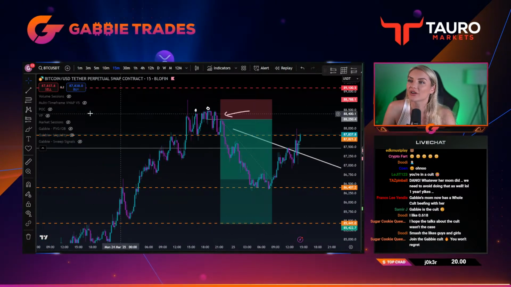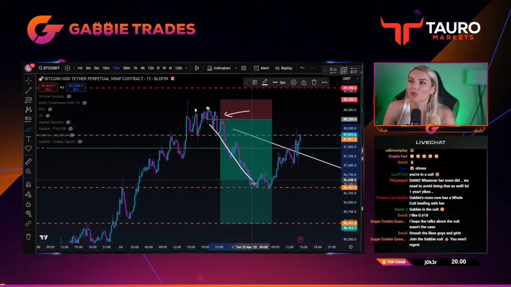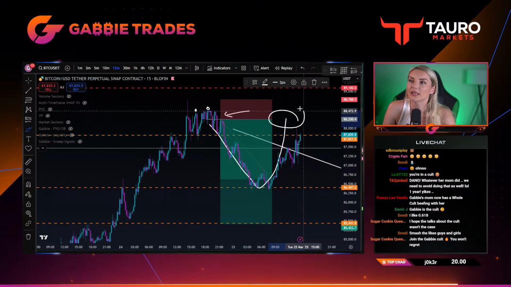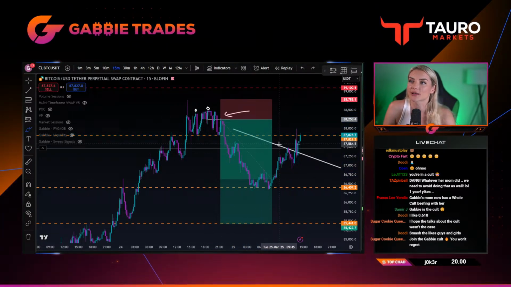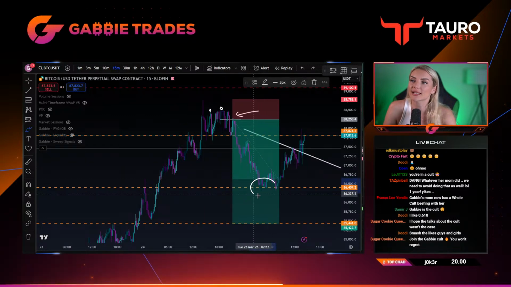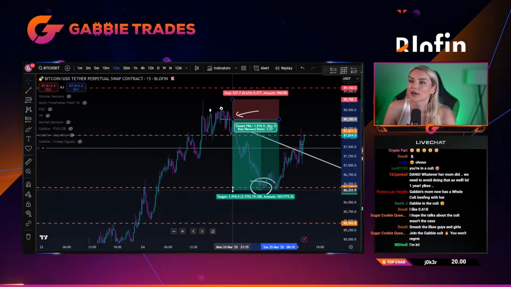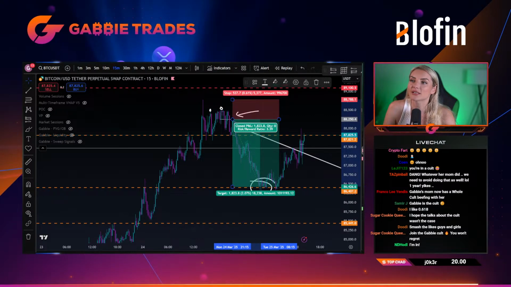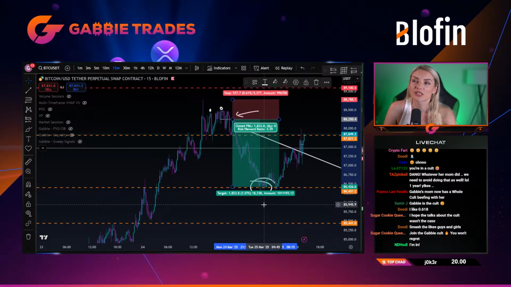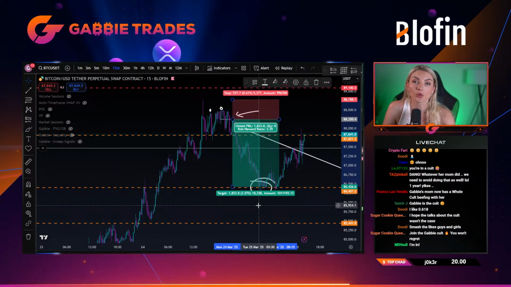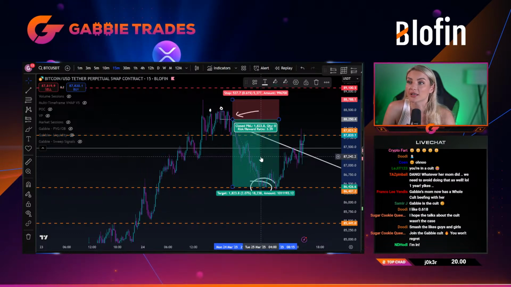So yeah, it's not very nice having to completely backtrace to your entry. It's better to take some profits and call it a day, because that would have been a very nice 1 to 3 risk reward, or even 1 to 2. It was going to be very nice, right?